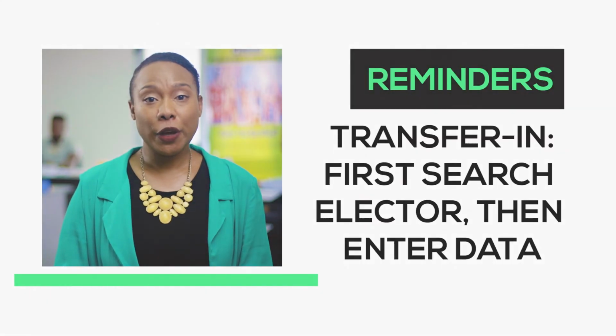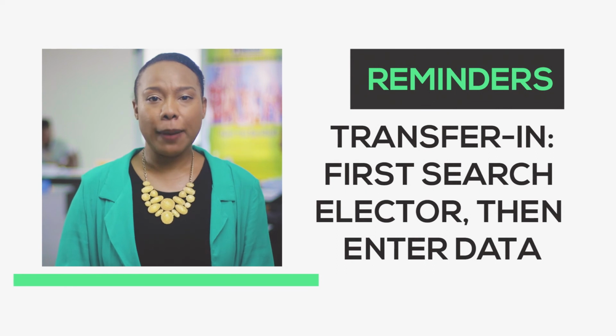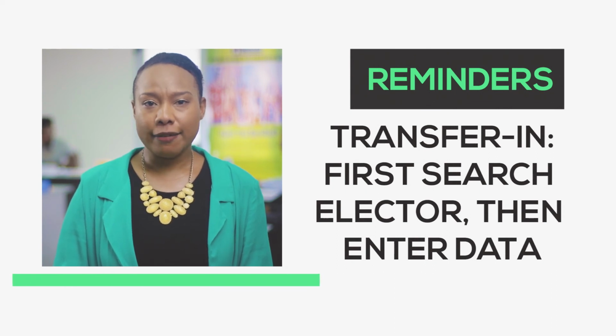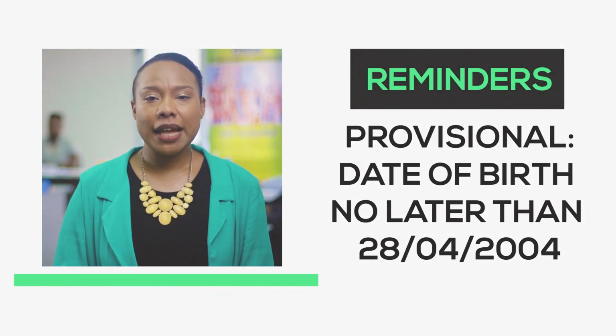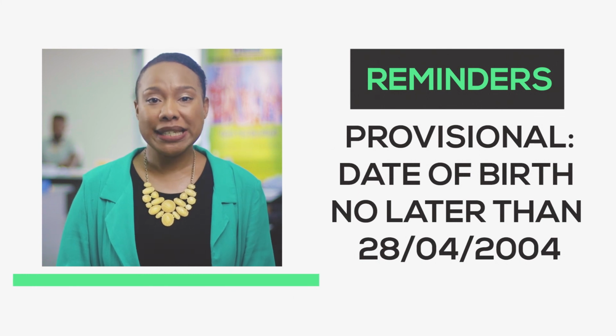There are, however, two differences to keep in mind. For the Transfer In Form 11s, the provincial application requires that you first search and find the elector that is seeking to transfer their enrollment, and then enter the data from Form 11. You'll find this information in the Previous Enrollment Details section of the Form 11. For the Provisional Enrollment Form 11s, the date of birth cannot be later than 28th of April 2004. The data processing officers are encouraged to seek support and assistance with any issues from their data coordinator or shift supervisor.